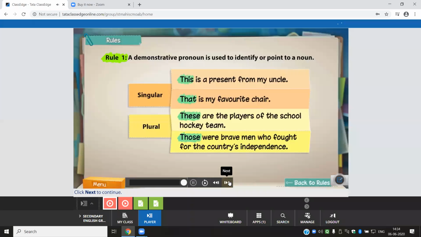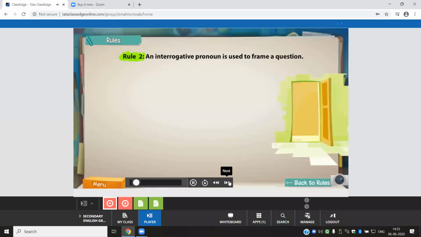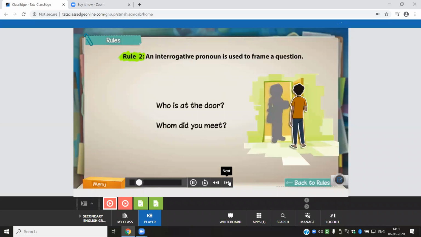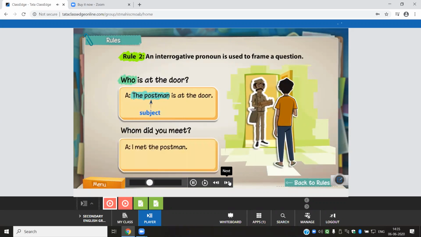You use interrogative pronouns to frame a question. Note that who and whom are both used to refer to people. The interrogative pronoun who is usually used to refer to the subject, whereas whom is used to refer to the object. Whom is generally used in formal English.